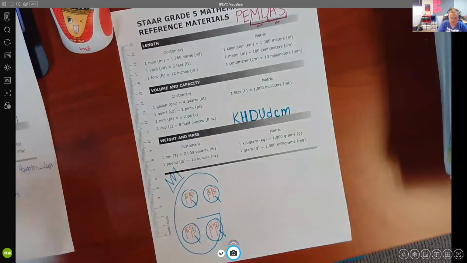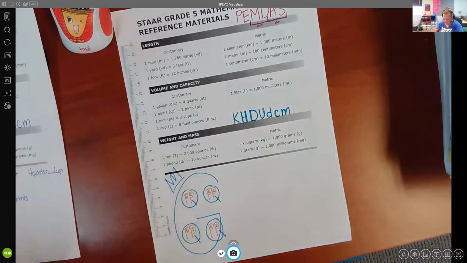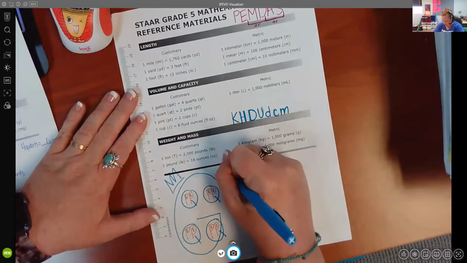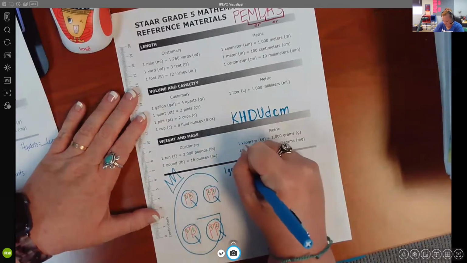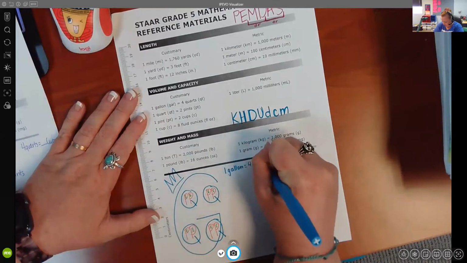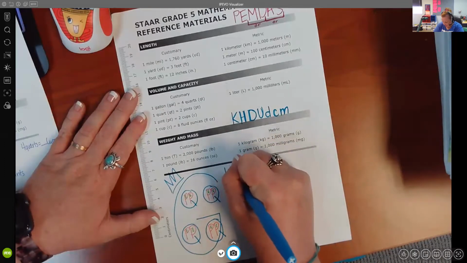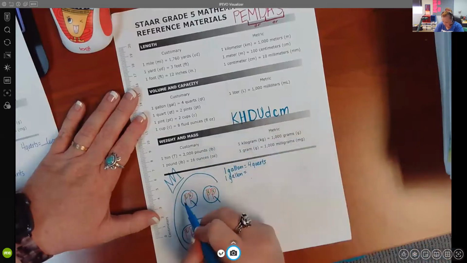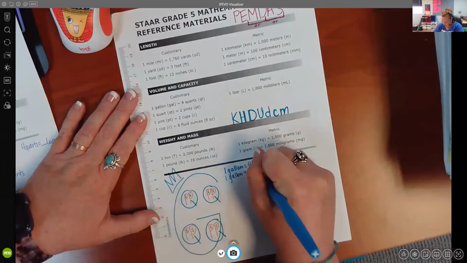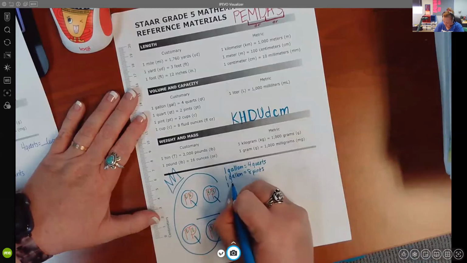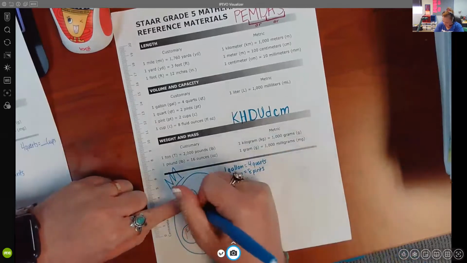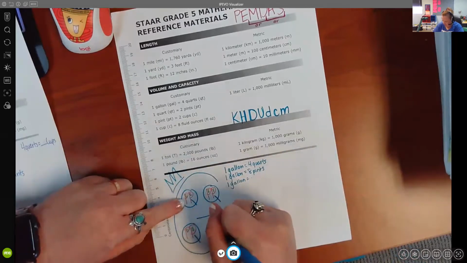And this will help you tremendously with your conversions. For your customary conversions, 1 gallon equals 4 quarts. 1 gallon equals 1, 2, 3, 4, 5, 6, 7, 8 pints. 1 gallon equals 2, 4, 6, 8, 10, 12, 14, 16.